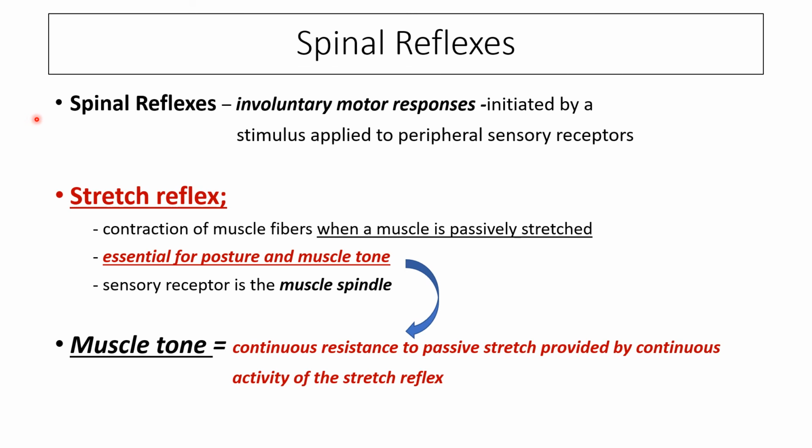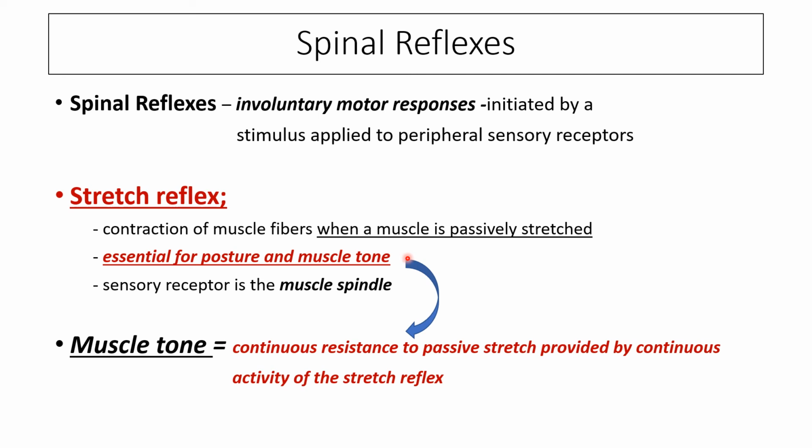Okay, so again, spinal reflexes are involuntary motor responses, so you don't have control over these. A deep tendon reflex is an example of a spinal reflex, and when you do a deep tendon reflex on somebody, they can't control that reflex. It's an involuntary motor response. And again, the stretch reflex, the deep tendon reflex, is an example of a spinal reflex, which we'll see in the next slide. We'll show the image of this, but the result is the contraction of the muscle fibers when a muscle is passively stretched. And this is an important point.